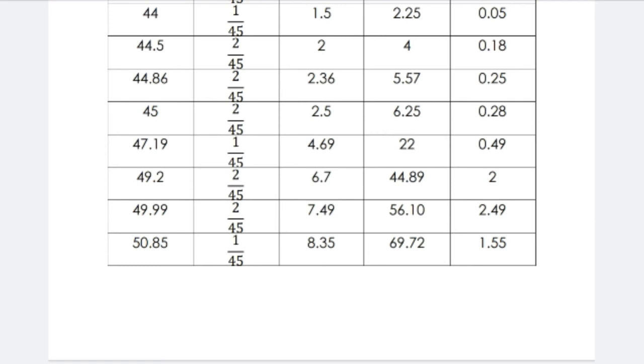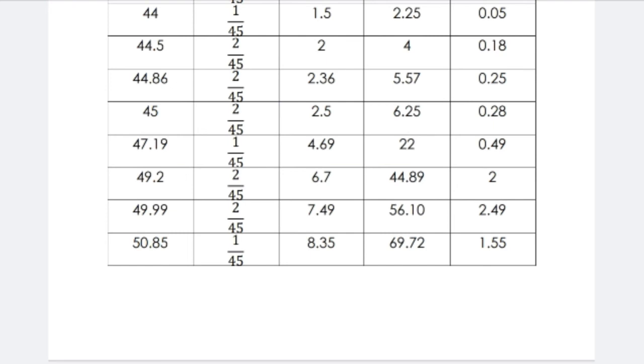The next sample mean is 49.99 with a probability of 2 over 45. 49.99 minus 42.5 is 7.49, and 7.49 squared is 56.10. 2 over 45 times 56.10 is equal to 2.49.